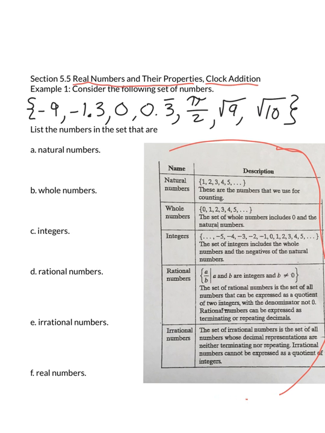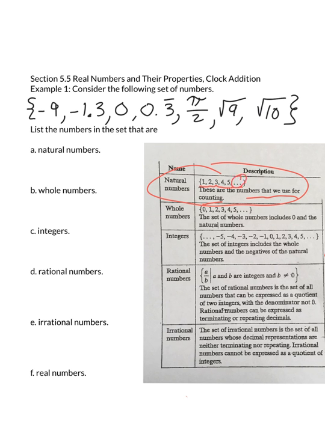So we'll start with the first definition on the side there, which is the natural numbers. And it says the natural numbers are the numbers 1, 2, 3, 4, 5, etc. and so forth. These are the numbers we use for counting. So if I continue that pattern, you would see that 10 would be considered a natural number. 100, a billion would be considered natural numbers.